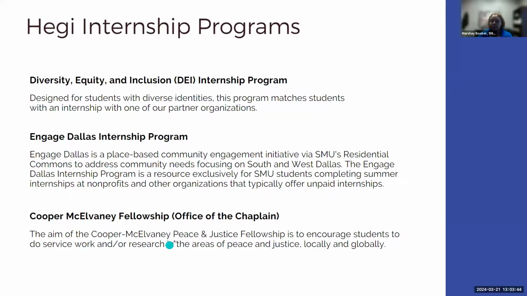And then the fellowship within the Office of Chaplain. I'm not sure, I think that's still open on the 7th, but these two, the DEI internship program and the Engage Dallas program, are open currently, taking applications until the 7th. If you are looking for an internship this summer and you haven't landed anything, this would be a good opportunity to put your application in. And it's right through our office, which is also paid.